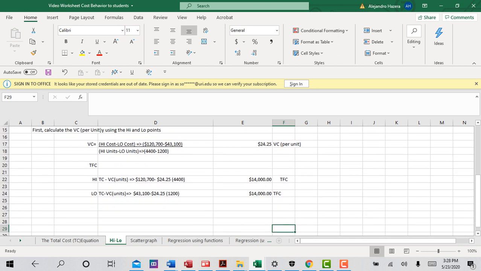So a couple more things. The final answer, and this is going to be true for all of it, is that we're looking for an equation which you can use to estimate your costs.